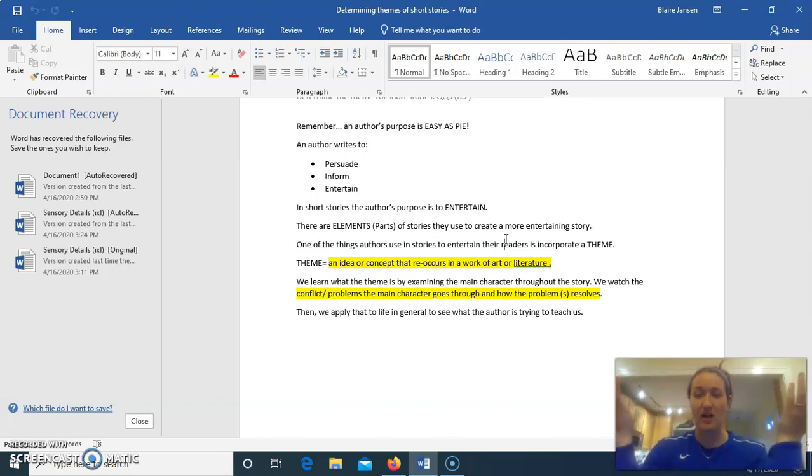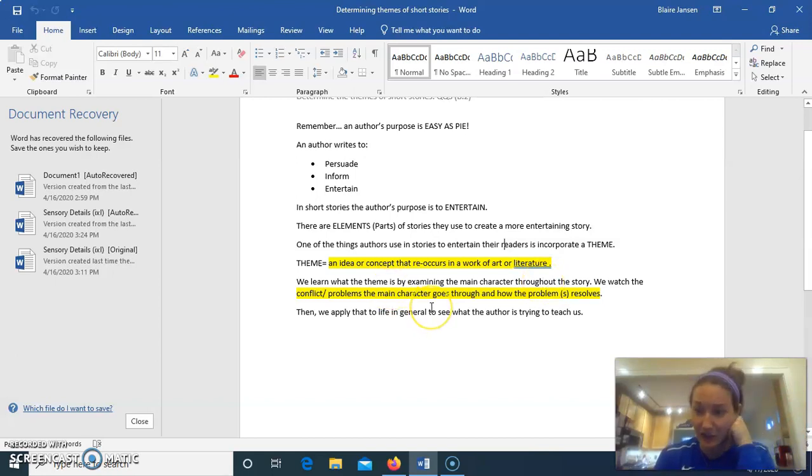And one of the tools that authors use is theme. Theme is an idea or concept that reoccurs. That means it happens again and again or comes up again and again in any type of art or literature or song. A theme is this concept that continues to pop up. It can be a feeling, it can be an emotion, it can be anything that we learn from our characters as they overcome problems in the story.